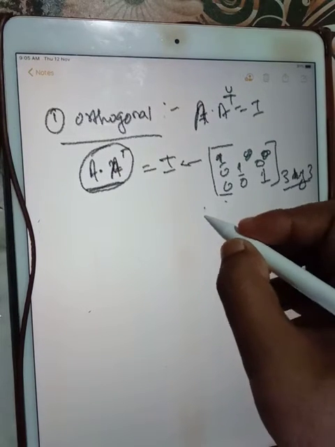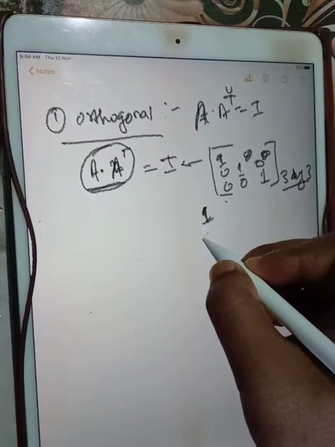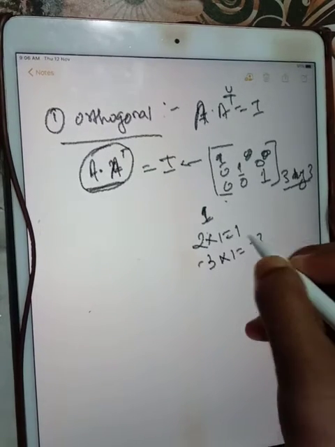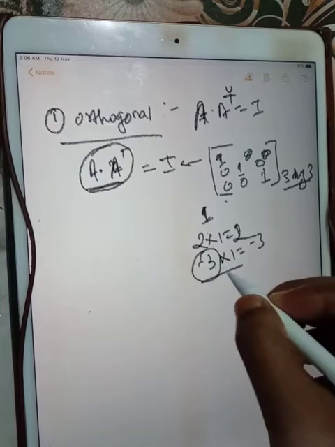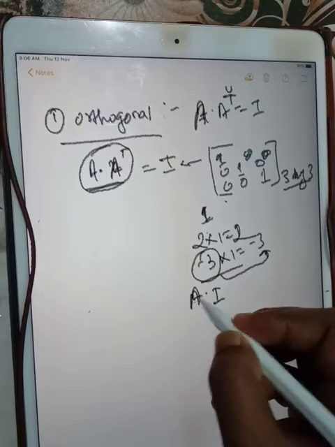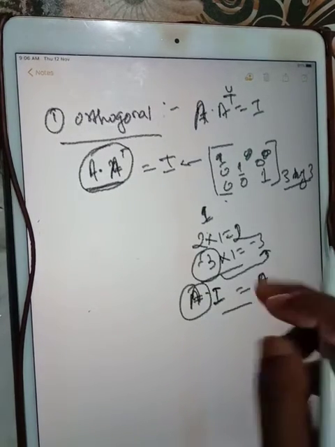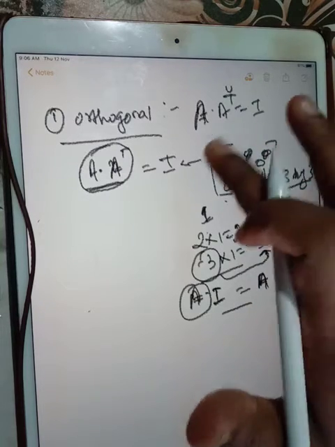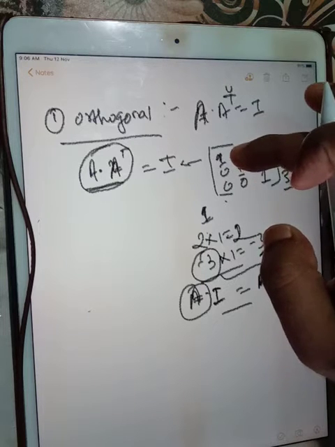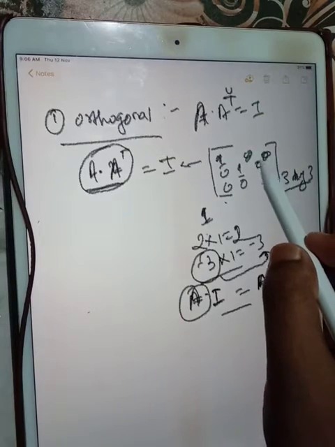In normal maths we use 1. If we multiply with any number, like 2 into 1 equal to 2, minus 3 into 1 equal to minus 3, the number itself will be in the output. In the same way, if we multiply A into I, that is, multiply the identity matrix with any matrix, then the matrix itself will be the output. So the identity matrix is just like 1, but in matrix form all diagonal elements are 1, 1, 1, and all the non-diagonal elements are 0 only.